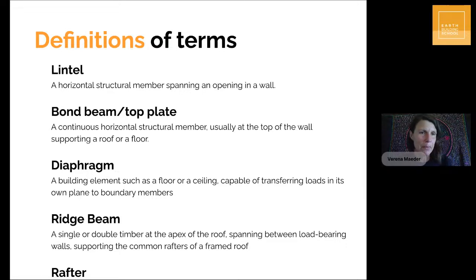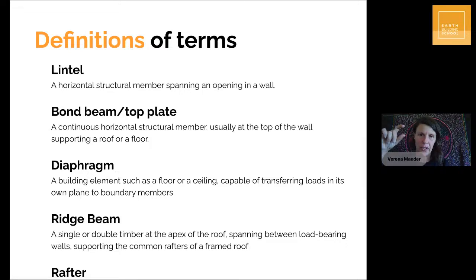So we'll just recap that for a moment. We talked about the lintels that span over the windows. We talked about the top plate, which is that timber member at the top of the wall that allows you to get a really good wall to roof connection. We talked about the diaphragm, which is the stiff element in your roof that prevents the roof from moving.